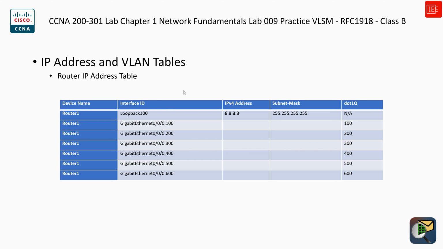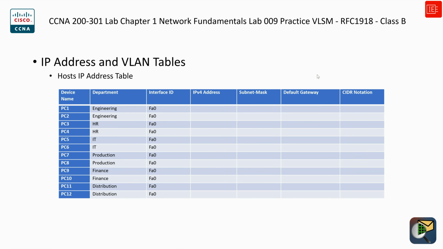The left column is for the device name. We see the interface ID, which is related to all the interfaces that will be configured in the lab. We will need to fill out the IPv4 address as well as the subnet mask. We then look at the host IP address table, where you can see that we also need to complete the empty cells. We will need to set the IPv4 address as well as the subnet mask per host, and we will also set the default gateway and the site annotation for each computer.